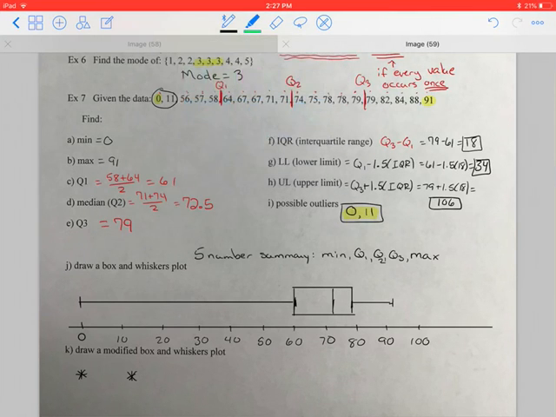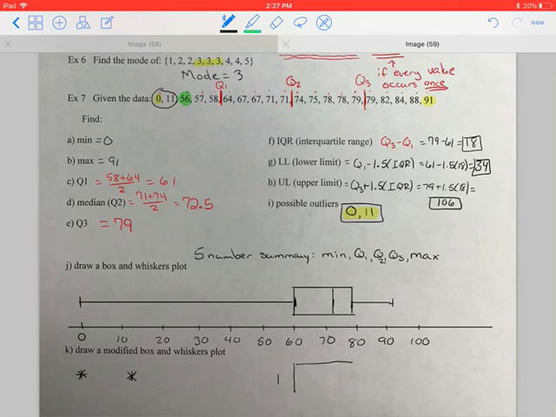And then I'm going to find my next smallest value. So if I go back to my test scores, my next smallest value is 56. So I'm going to use that as my new minimum. So 56 would be about right here. And then the rest of my box stays exactly the same.